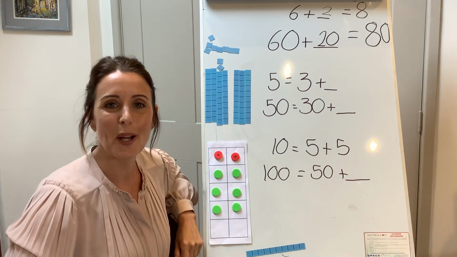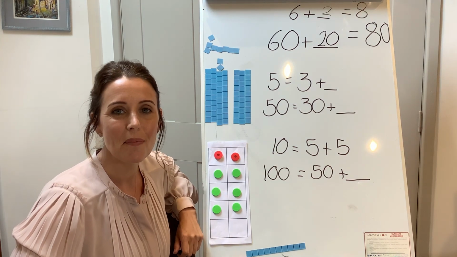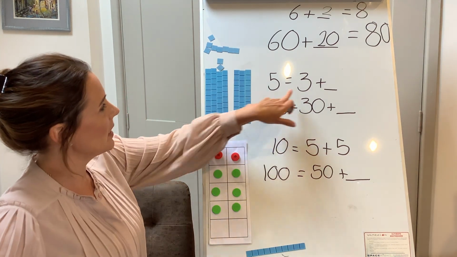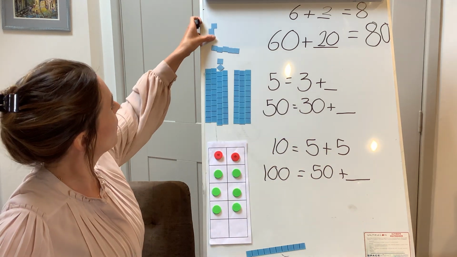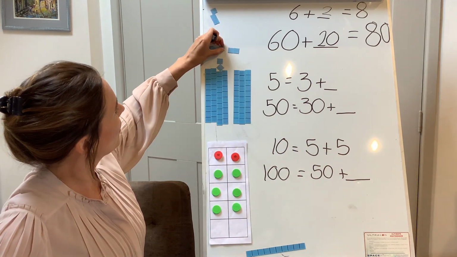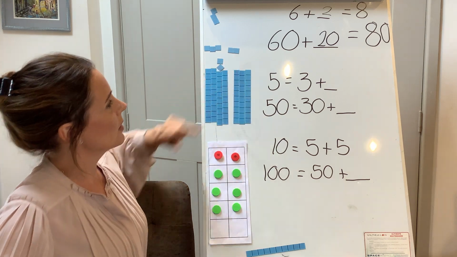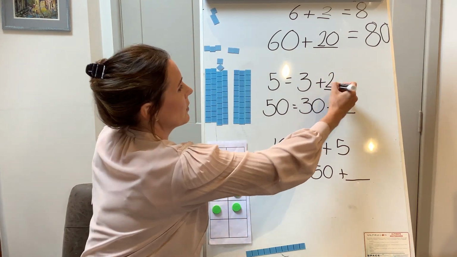Okay, pause it and have a go at those. Okay, so 5 is equal to what? So we've got 5 there, and we've got 3 and 2. So 5 is equal to 3 and 2.